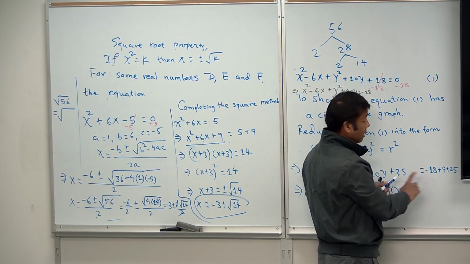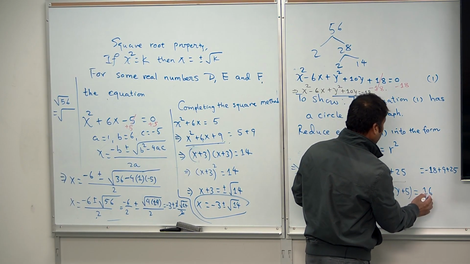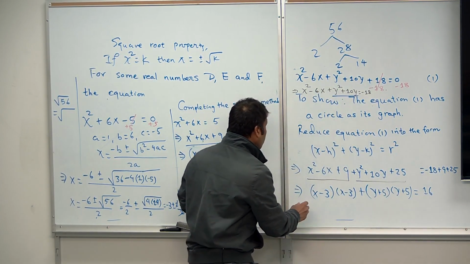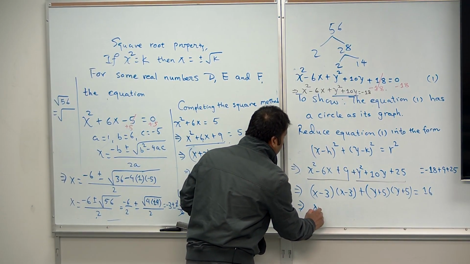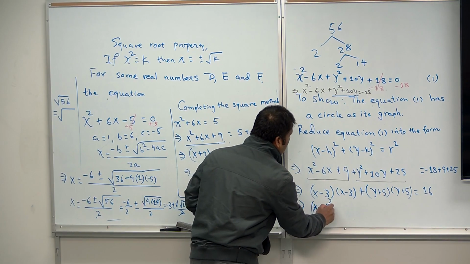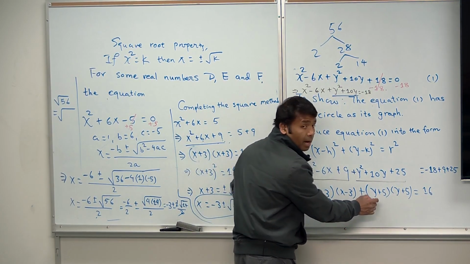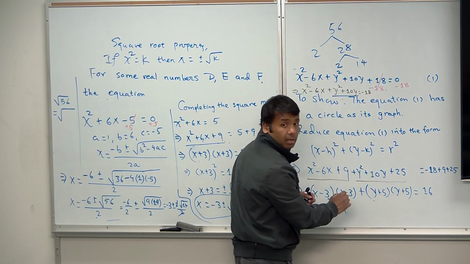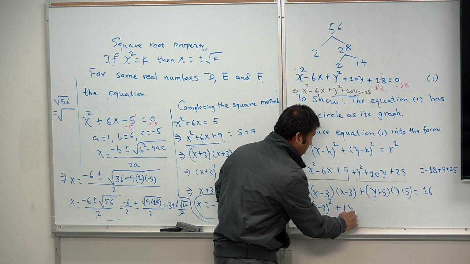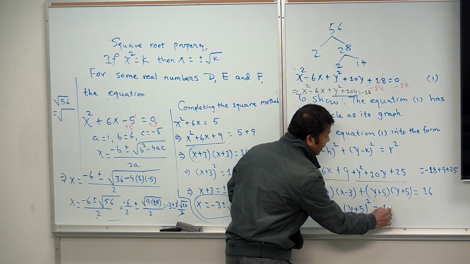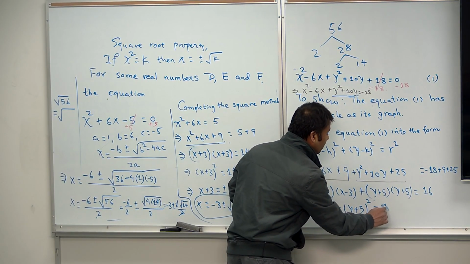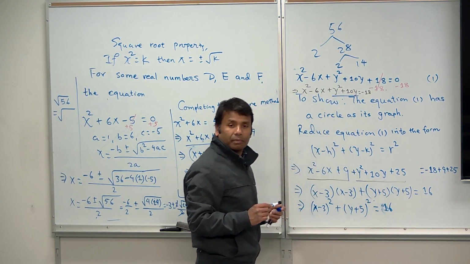16? Yes. You see this is 16. So now this x minus 3 times x minus 3 is (x minus 3) square, plus y plus 5 times y plus 5, so this is (y plus 5) square, right? (y plus 5) square equal to what? 16, which is 4 square. Or you can write just 16 here. Are you guys with me?